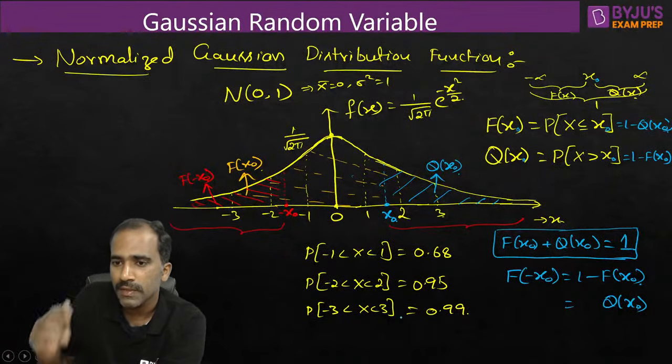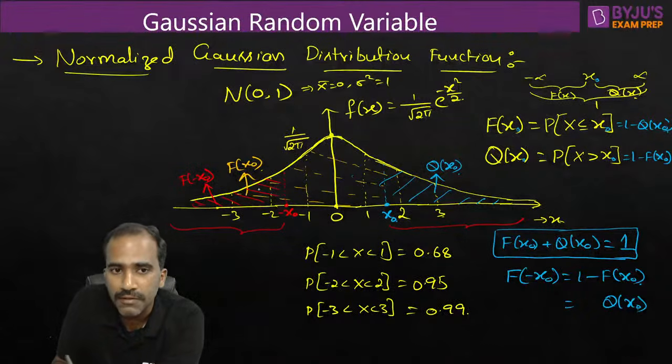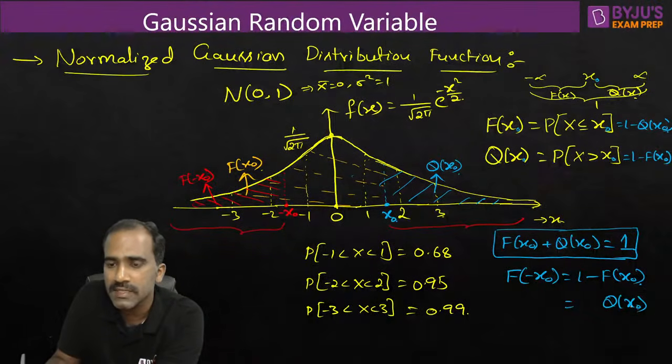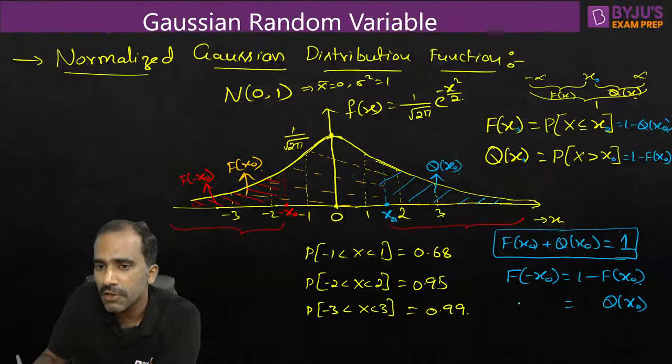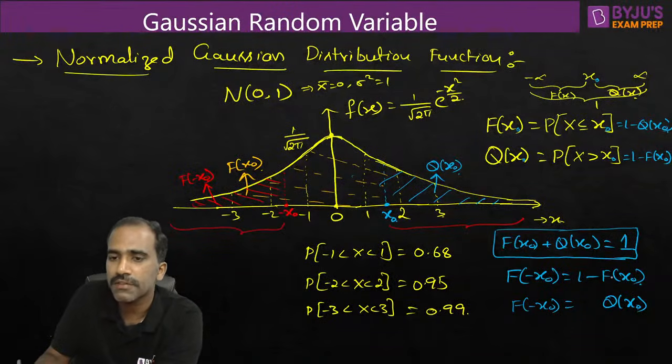Hope you're following. I want you to understand the relation between f of minus x naught with f of x naught and q of x naught. We've understood that f of minus x naught, this area is same as this area because it is a symmetric graph. So this area is same as this area, hence f of minus x naught is exactly same as q of x naught. Since these two are same, we know the relation between q of x naught and f of x naught. Q of x naught can be written as 1 minus f of x naught. So that is how we got the relation between f of minus x naught and q of x naught, f of minus x naught and f of x naught.